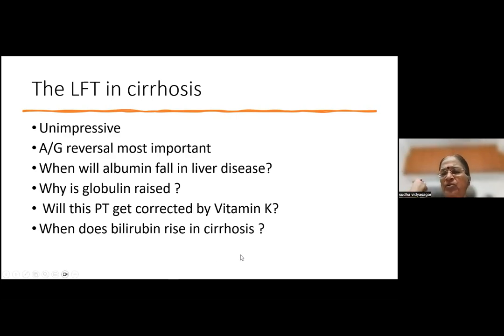Okay, balance, that's a story for a different day. Balance between prothrombotic and antithrombotic features. You can get a coagulopathy in the liver disease that I will not talk about now, okay, right.